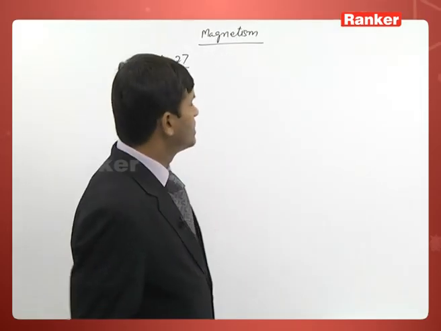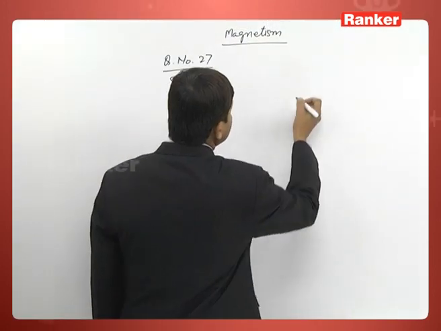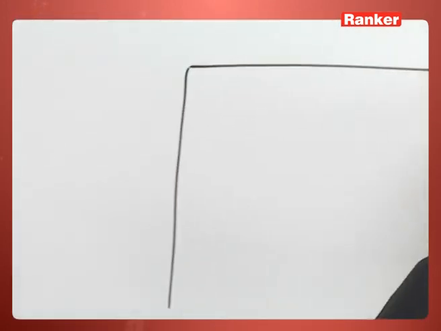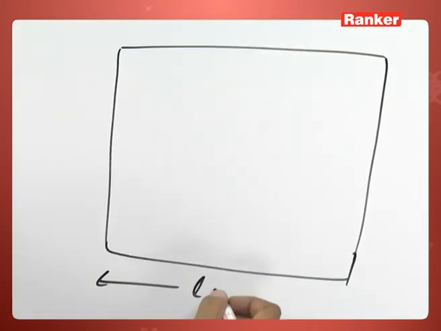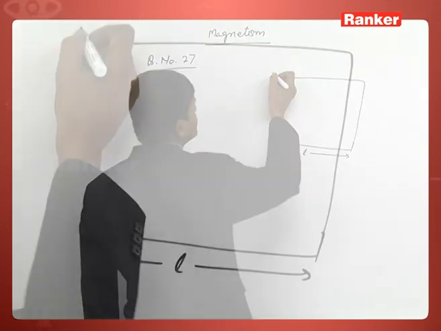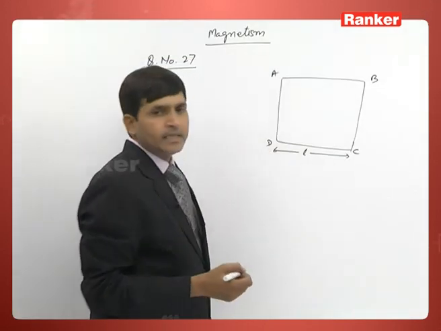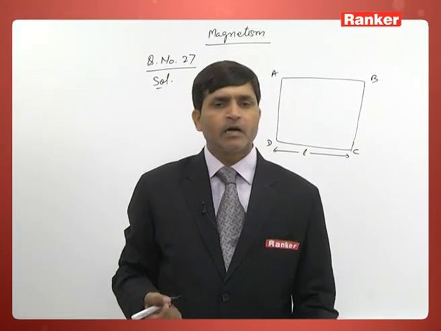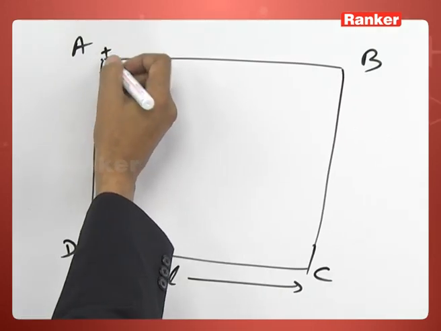Now see the question here. A square is given, ABCD. This is a square ABCD. Let the length be L here. And it is given A, B, C and D. It is given two north poles are kept at A and C. North pole means positive.